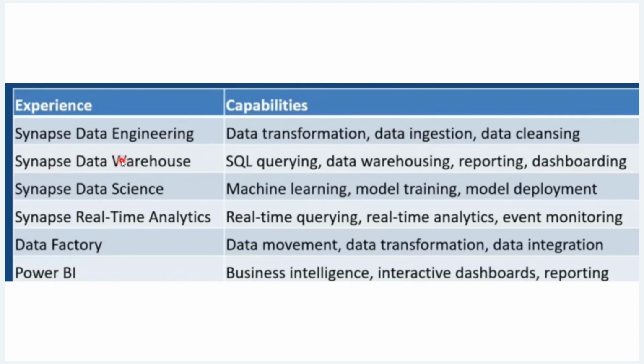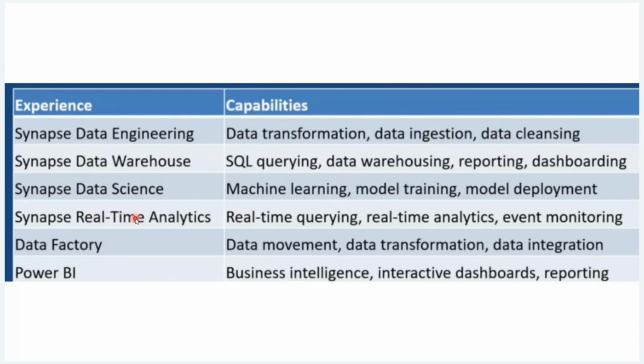And Synapse Data Warehouse is nothing but our data warehouse. It can be used to create tables, insert the data and query the data. On top of the data warehouse, we can create Power BI reports and dashboards, and we can also do analysis on top of the data. If you don't want to go for Power BI reports, you can simply do analysis on top of this data. And Data Science is used for machine learning, to train your models to get predictions and to write algorithms.